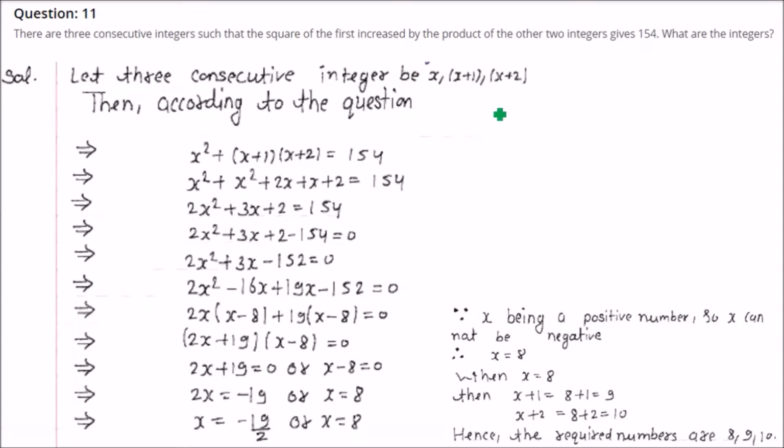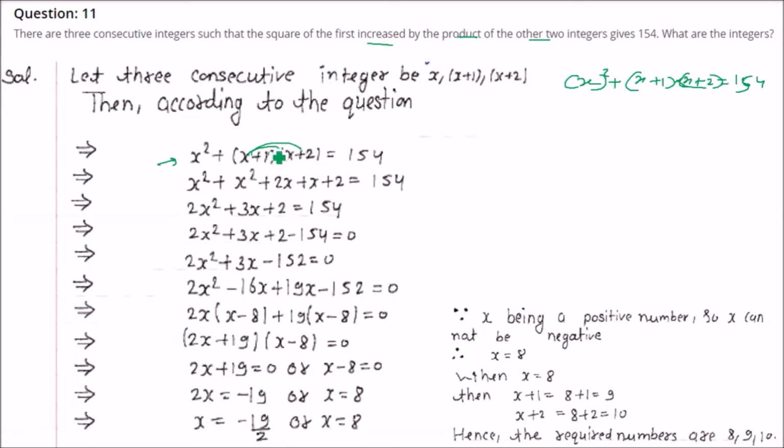So the question is that we have to write three integers. If one is x, the next will be x plus 1 and the other will be x plus 2. The question says that the square of the first, that is x square, increased by the product of the other two, these are the other two, multiply them, this is equal to 154. So this is how the equation becomes.